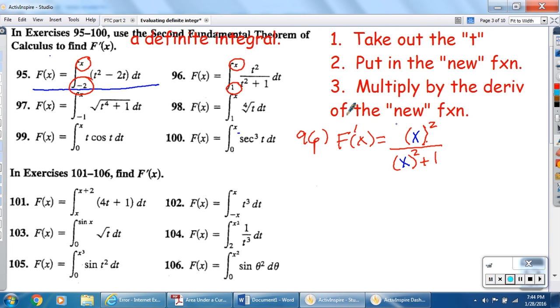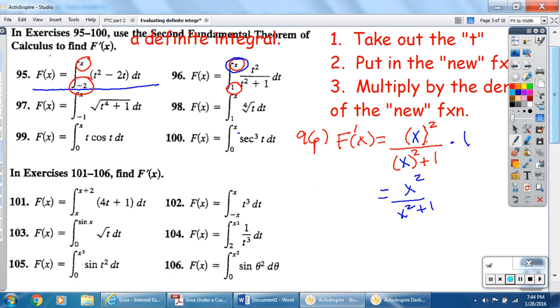In this case, our new function is x, and the derivative of x is 1, and that takes care of the chain rule. We don't really have to worry about that when the variable is just x. So if I clean that up, I have x squared over x squared plus 1. That's the first derivative.